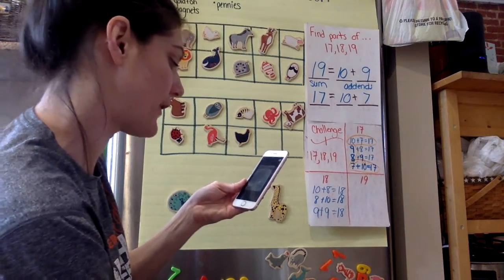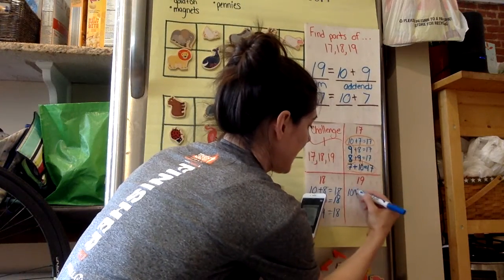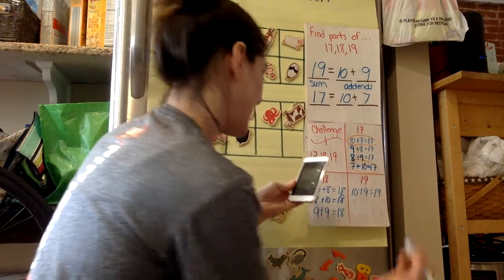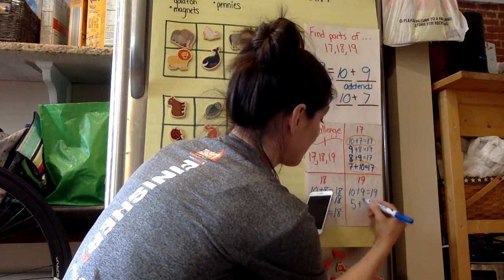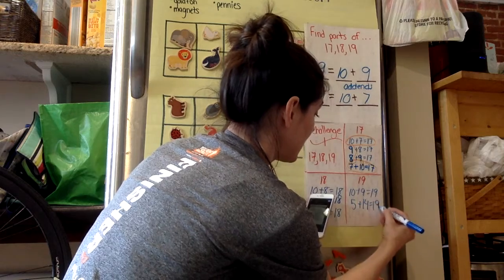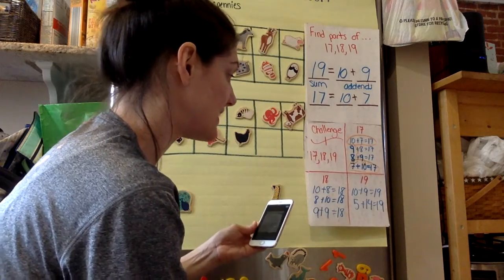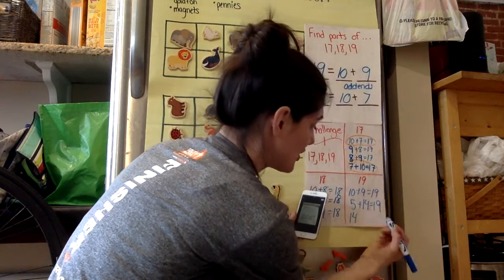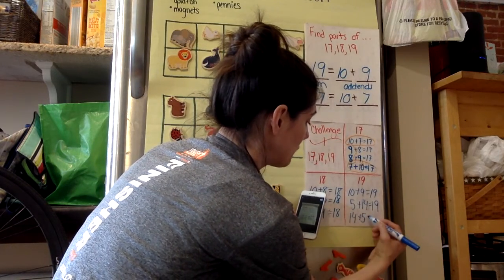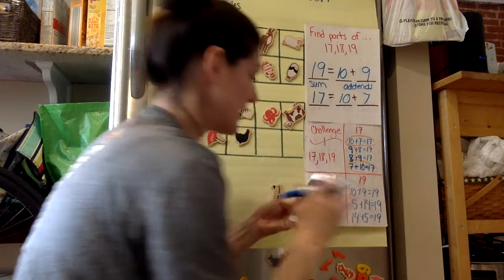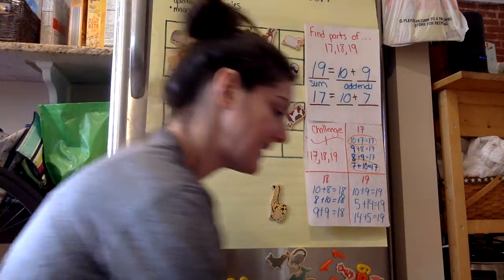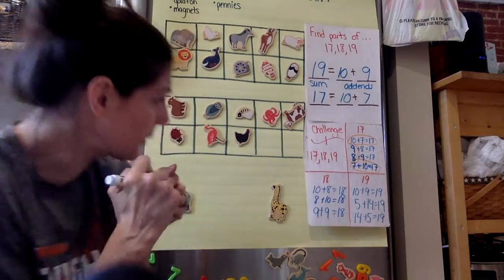Okay? And then for 19, she did making 10. 10 plus 9 equals 19. She did 5 plus 14 equals 19. And then she did a matching equation, or a part of the commutative property, and she just switched her add-ins to do 14 plus 5 equals 19. So great job, Gianna. Great job, Kasaira. Thank you for sending me your work. I like to see what you've been doing.